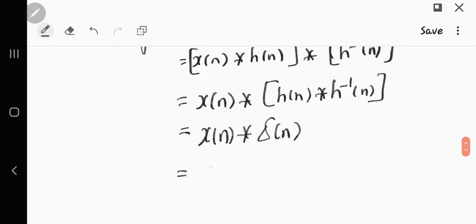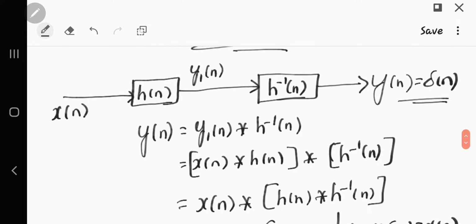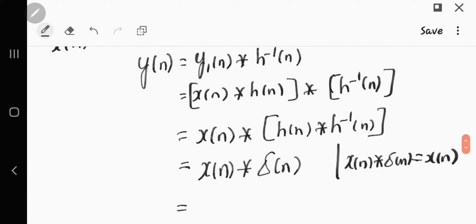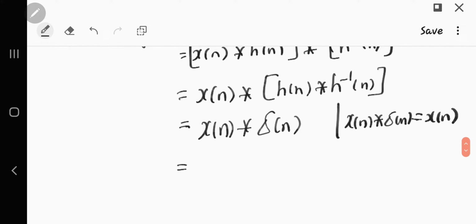So at the output we can recover our input, because the property says x of n convolved with delta n is equal to x of n only. Here I should have written x of n, because that is the input which we have to recover from the output. So if the input can be recovered from the output, then the system is said to be invertible.